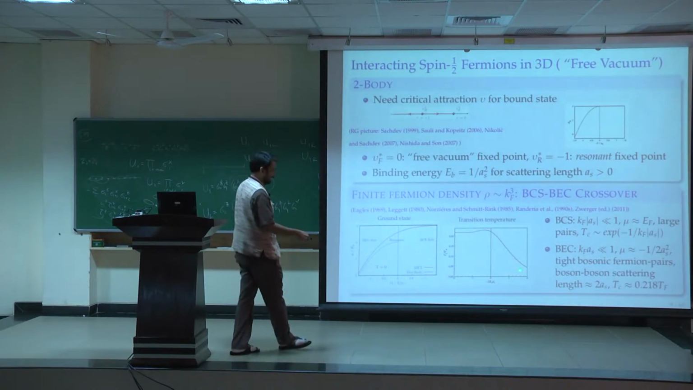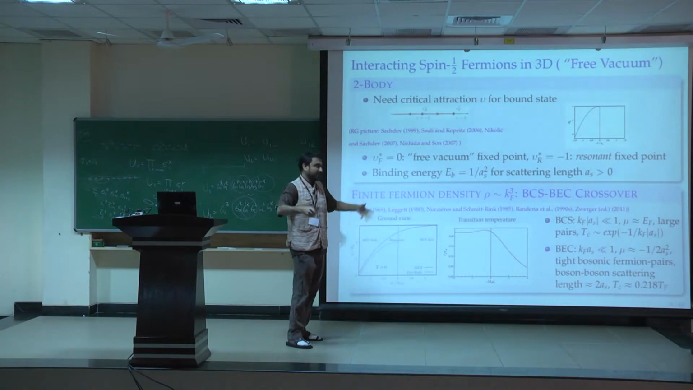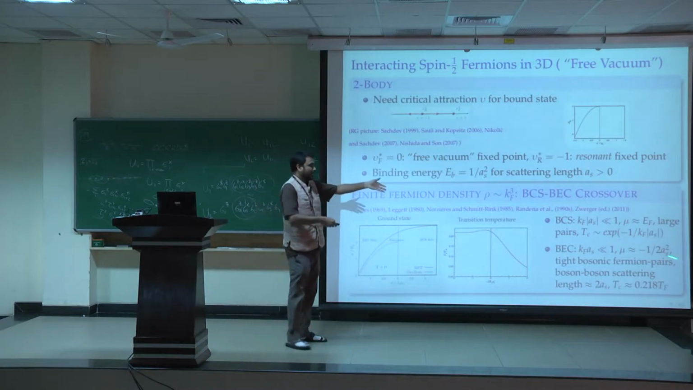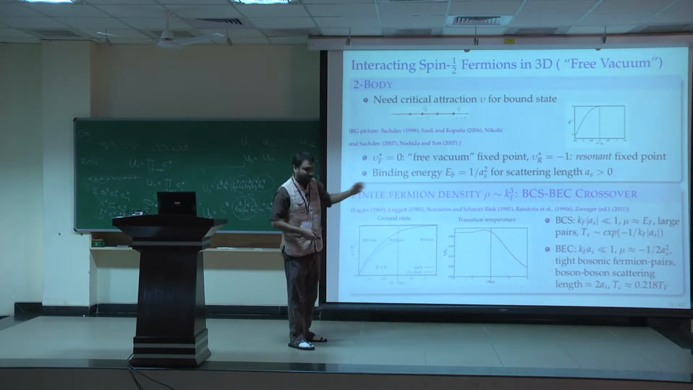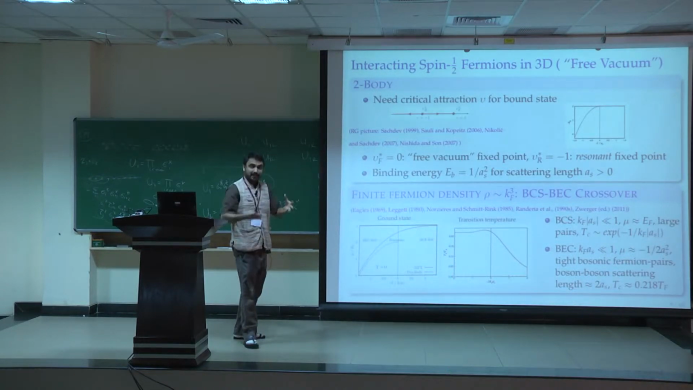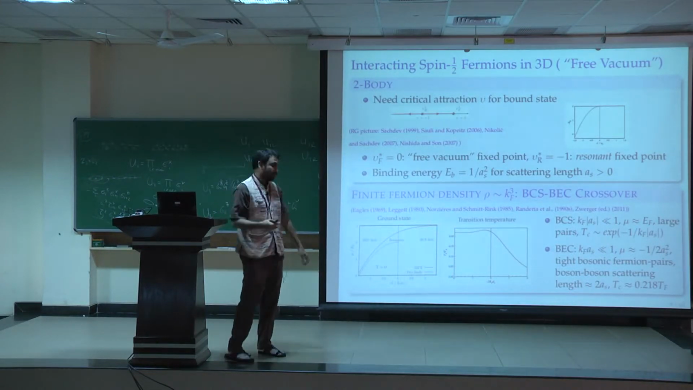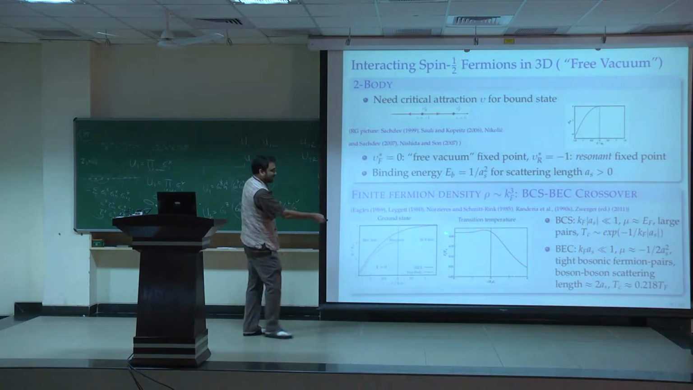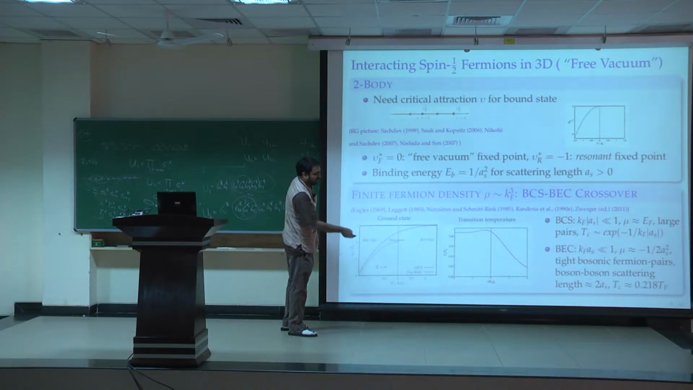You get a BCS state with very large pairs and a chemical potential of the order of the Fermi energy of the system, as you can see here. And you get a TC which is exponentially small. Okay? On the other hand, if you go to the small positive scattering length where there is a two-particle bound state, the fermions pair up, they become a boson, and they Bose-condense. And here you get a TC which is of the order of the Fermi energy.